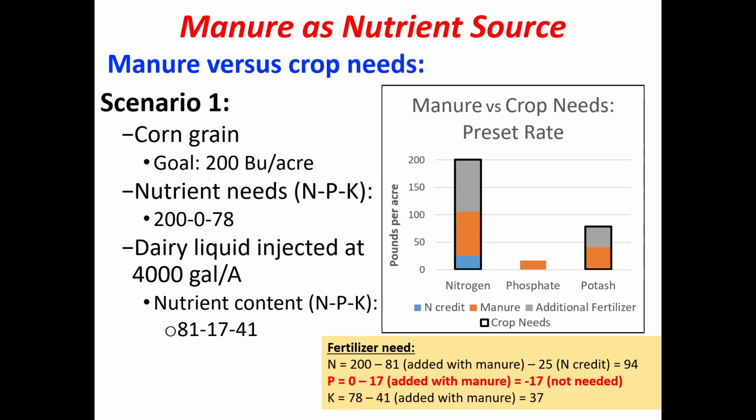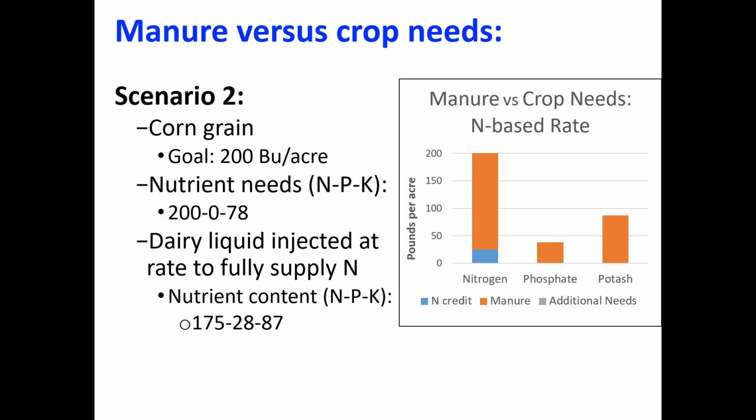It's pretty good, right? With phosphorus, he has no need, but manure, a slurry, has phosphorus, so you're going to add a little bit in this field, which is okay because the field is also going to remove some phosphorus in this situation. And potassium, again, the need is 78 pounds, but manure is only adding 41, so you can add the remainder from fertilizer. This is a great way to actually use manure, where you're supplementing with fertilizer at the same time, not causing more phosphorus buildup in the soil. All right, so let's look at scenario two. This is the same situation, same needs.